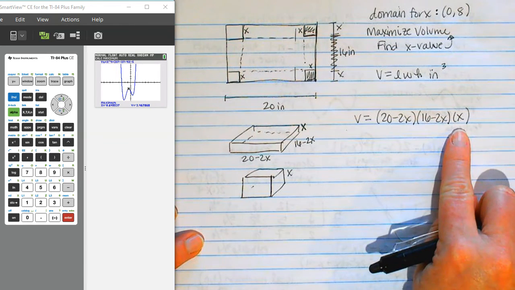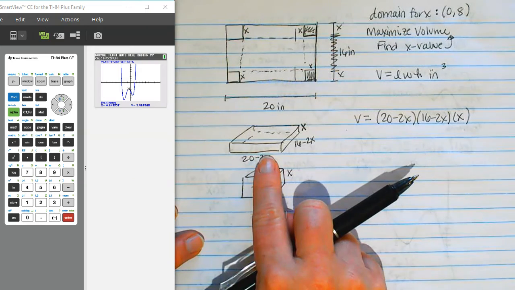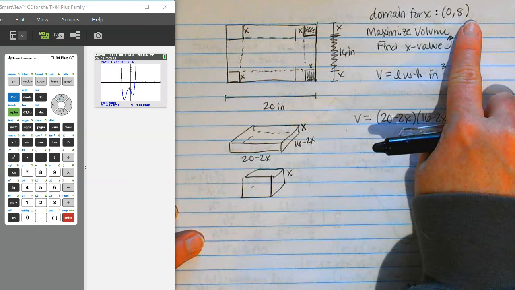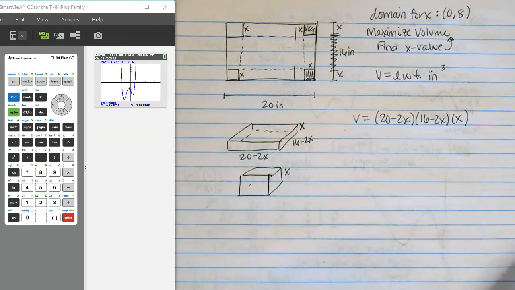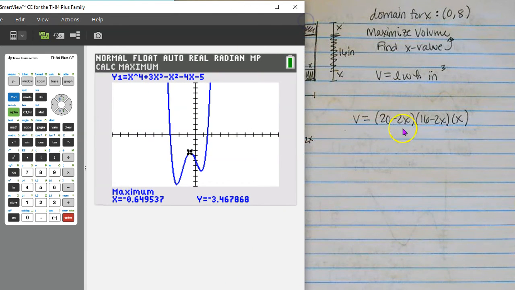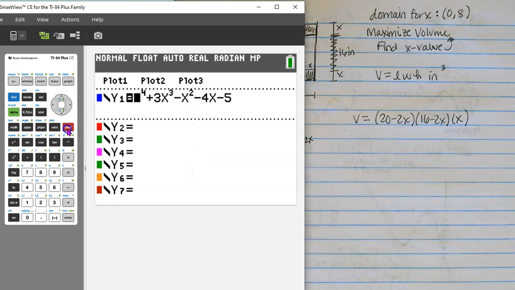When I put this in my calculator though, the calculator doesn't know that I'm trying to make a donut box, so it will graph this whole equation even past 0 to 8. But let's look at what that graph looks like. I'm going to make this a little bigger. I'm going to plug this whole equation in, just like it is. I don't need to multiply it out: 20 minus 2x, parentheses, 16 minus 2x, parentheses, x is the height.